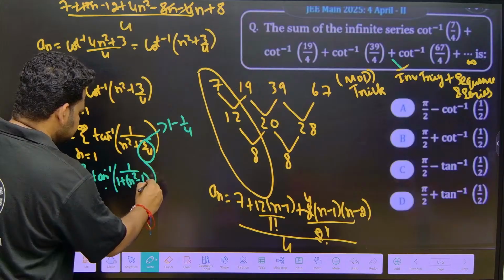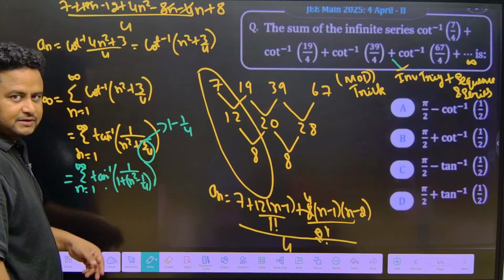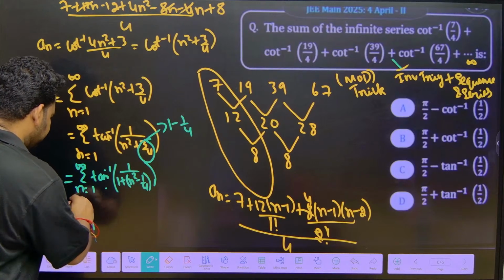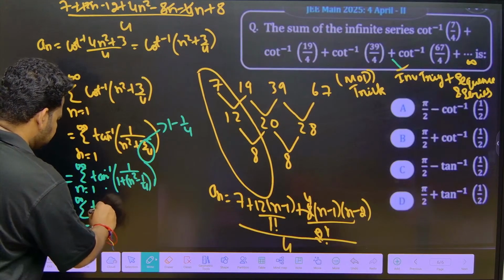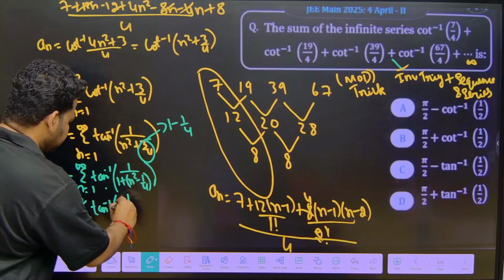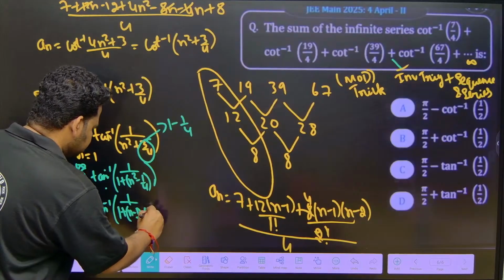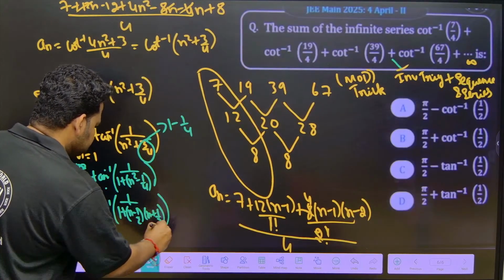Now look at this. This is a square minus b square, which can be written as a plus b into a minus b. So this will become summation of n running from 1 to infinity tan inverse of 1 by 1 plus n minus 1 by 2 into n plus 1 by 2. This is what I have.